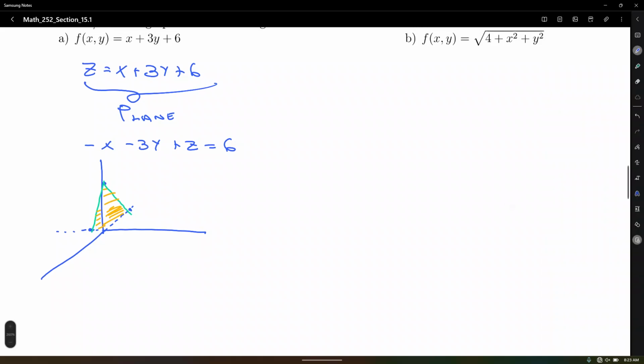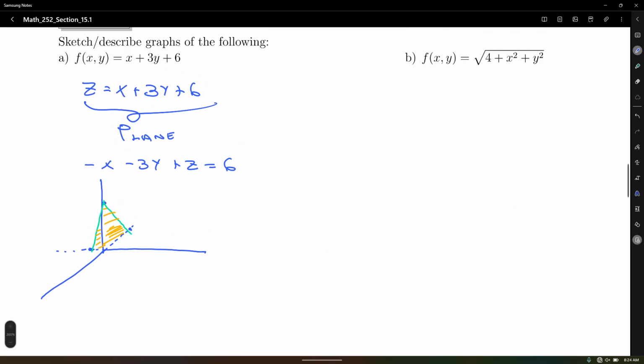All right. Okay, letter B. For letter B, let's graph f of x, y equals the square root of 4 plus x squared plus y squared. Okay, so number one, we need to replace our symbol f of x, y with the variable z. That is z equals the square root of 4 plus x squared plus y squared. By itself, it doesn't tell us that much. So let me square both sides to get rid of the radical. That's going to give us z squared equals 4 plus x squared plus y squared.